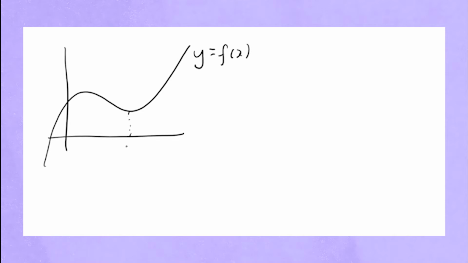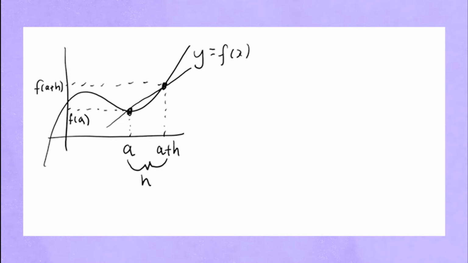Suppose we are interested in the slope of the tangent line to the function f of x at the point x equals a. We are going to approximate the slope of the tangent line to f of x using the secant line through the points (a, f of a) and (a plus h, f of a plus h). If h is a very small quantity, then the slope of the secant line and the slope of the tangent line will be very close. Geometrically, the secant line and the tangent line will be close to parallel.